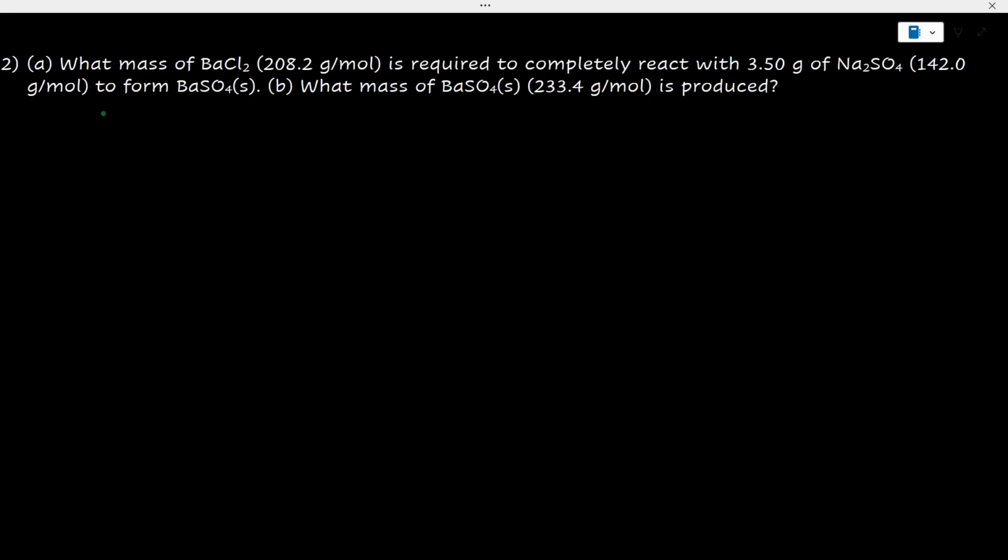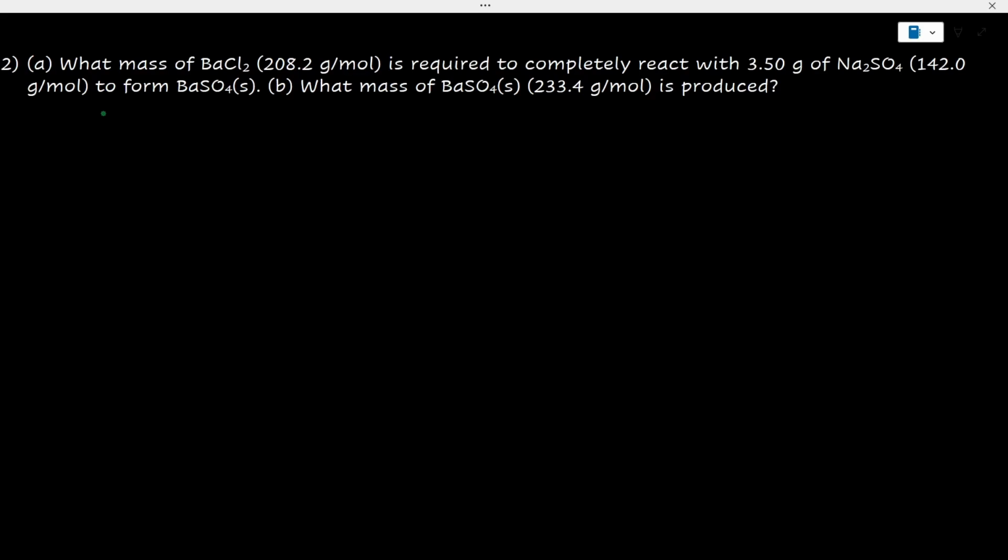For practice, let's answer another question. Number 2, what mass of barium chloride with a molar mass 208.2 is required to completely react with 3.50 grams of sodium sulfate with a molar mass 142 grams per mole to form barium sulfate? What mass of barium sulfate is produced? Similar to number 1, it has two questions. So first, we're asked the mass of barium chloride, and B, we're asked for the mass of barium sulfate.